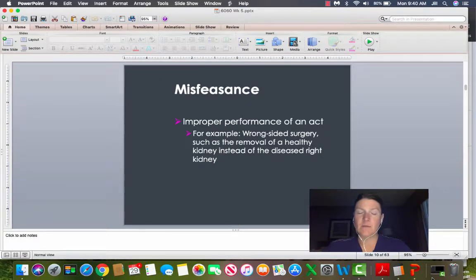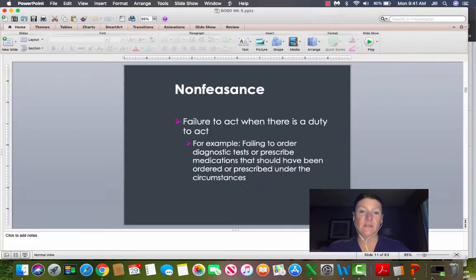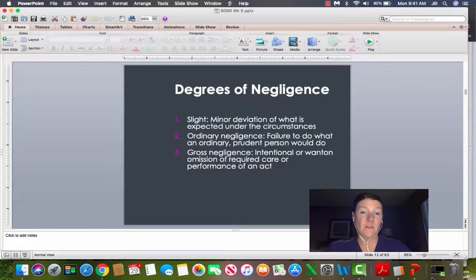Misfeasance is a little bit different, and this is what we see a lot of the time in the malpractice world. Misfeasance is improper action or improper performance of an act. So doing a wrong-sided surgery, giving a medication improperly, giving the wrong medication, those types of things. So improper performance of an act is misfeasance. Nonfeasance is that omission that we talked about. So failure to act when there is a duty to act. So you have a duty to appropriately analyze the patient's condition, the patient's symptoms, order tests, give prescriptions, etc. And if you as a professional did not do that, you would be considered nonfeasant.